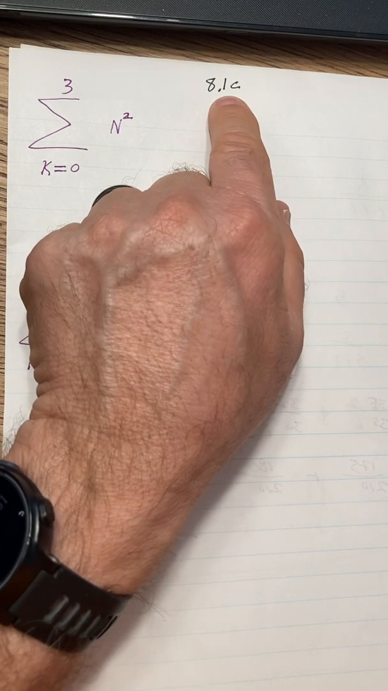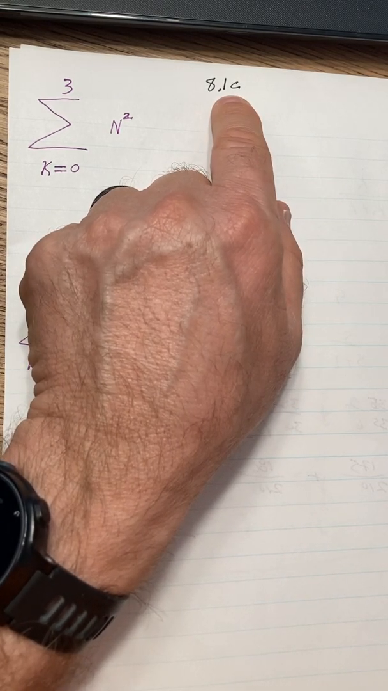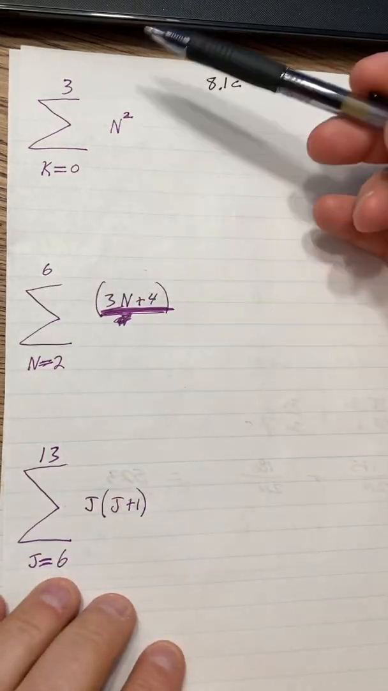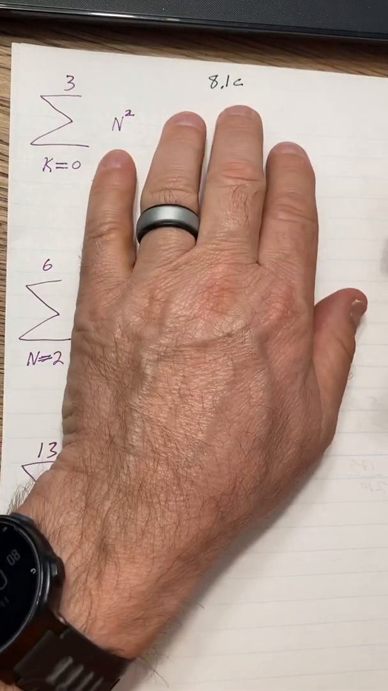There's a 8.1c, a continuation of sequences and series. Just need to give you some more heads up on some of the stuff because it's somewhat tricky.